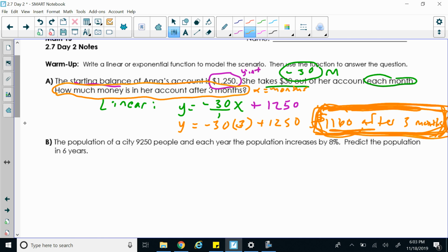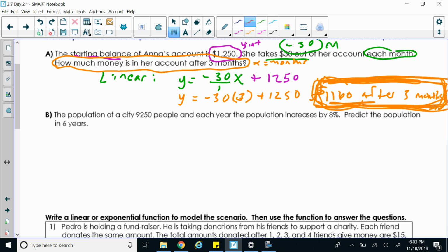Now part B says a population of 9,250 people, each year. So again, we started with this, which is your y-intercept. Whether it's linear or exponential, that's your y-intercept. Now it says it's increasing by 8%. Increasing by 8% means that it's exponential.